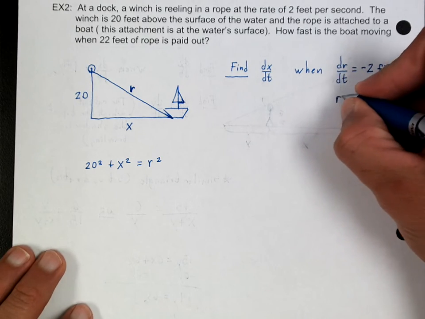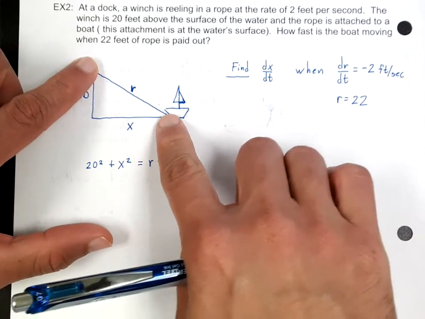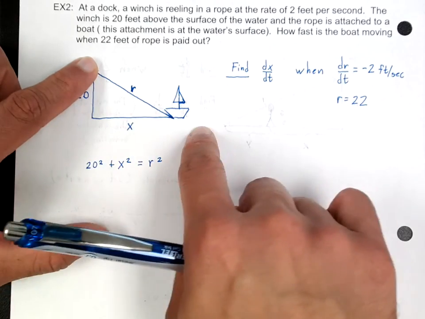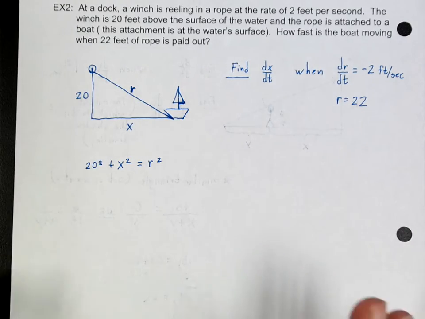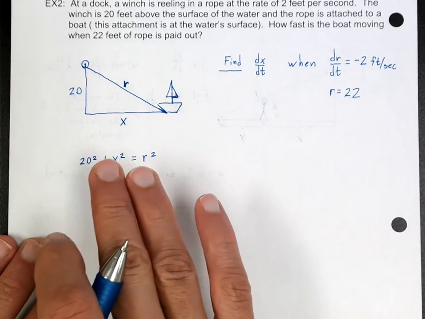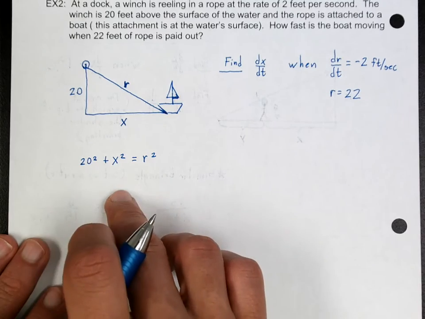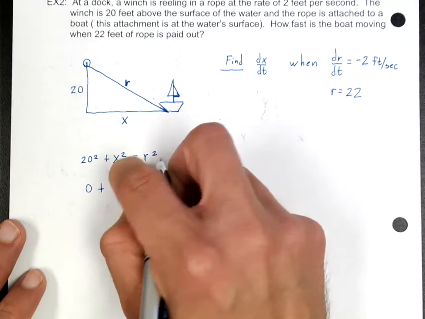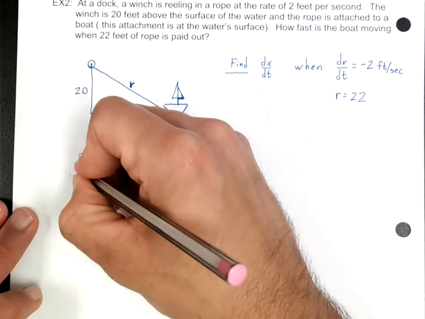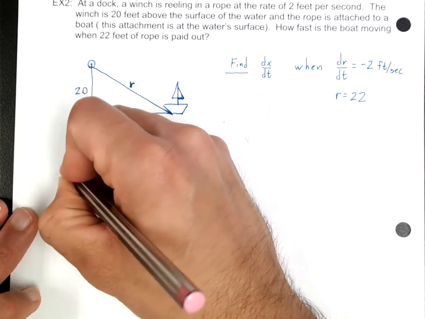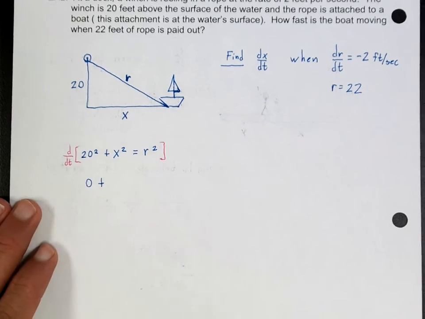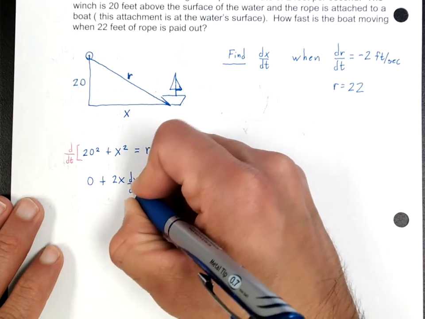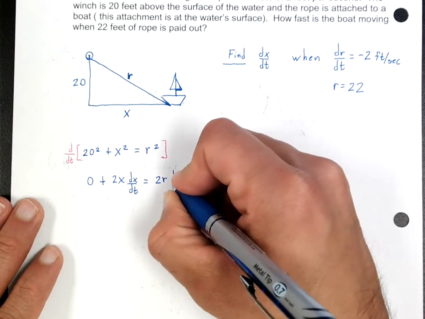Also, what you know is that I want to know when this distance is at 22, what the speed of this is. After you figure that out, and maybe you can figure this out later, it's really up to you. Take the derivative of this. The derivative of 20 squared is a constant, so that's a 0. I'm going to take the derivative with respect to time. The derivative of x squared with respect to time will be 2x dx/dt, and this would be 2r dr/dt.